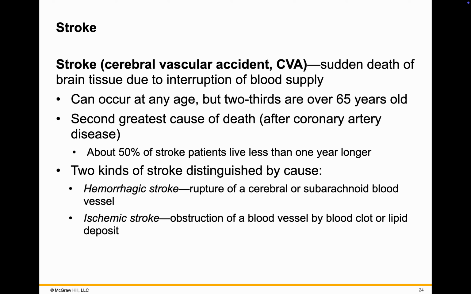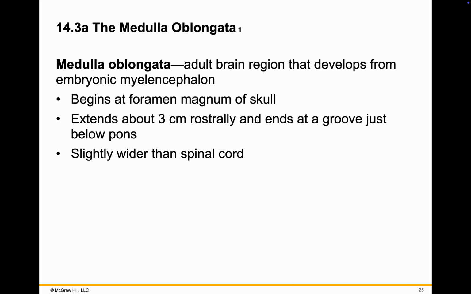There are two possible causes for the stroke. A hemorrhagic stroke would be a ruptured vessel, while an ischemic stroke would be an obstruction of a vessel that prevents oxygen from getting to the cells.